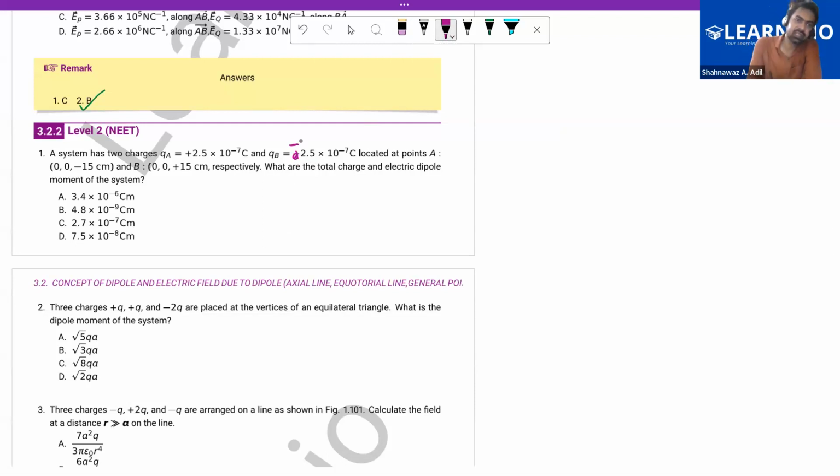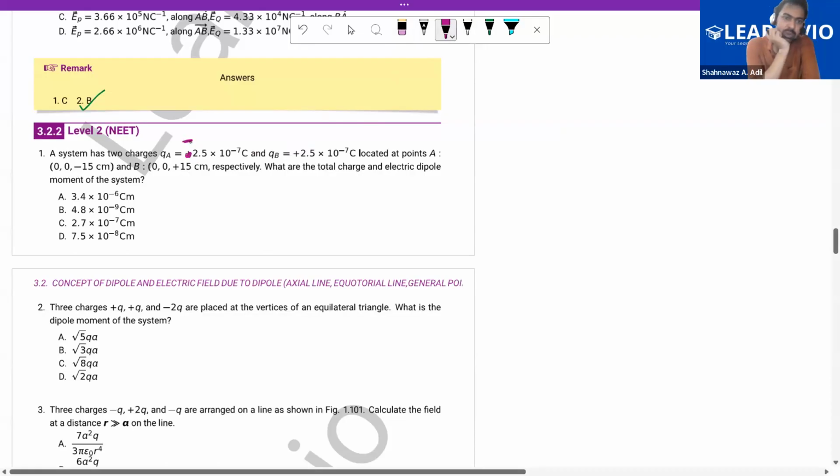So let's say not this one, but this one. This should be minus, because whenever we are calculating a dipole, both should have opposite polarity, right? Now we can simply do this question. So we have x, y, and this is z, right?